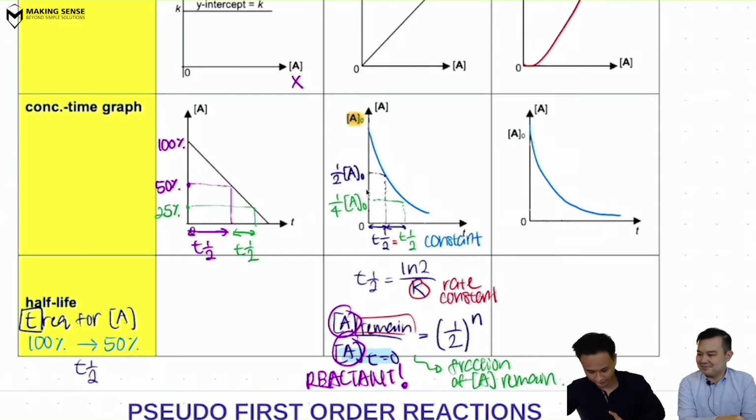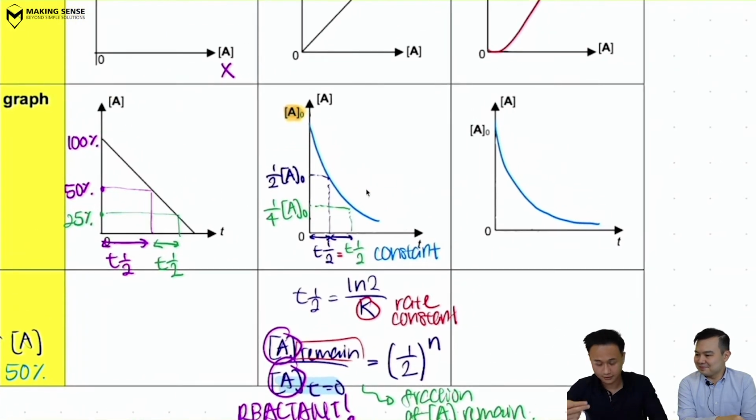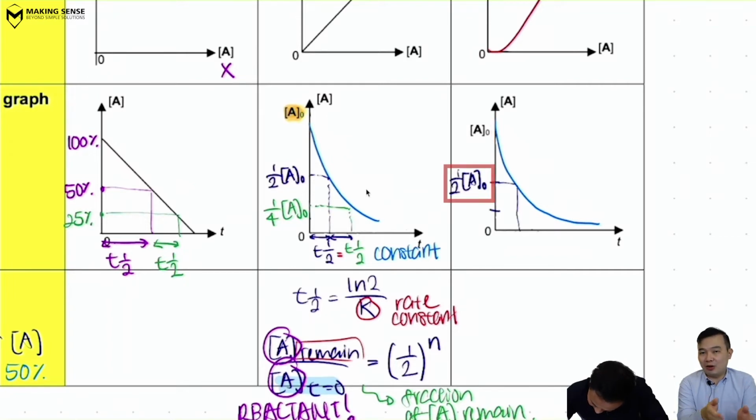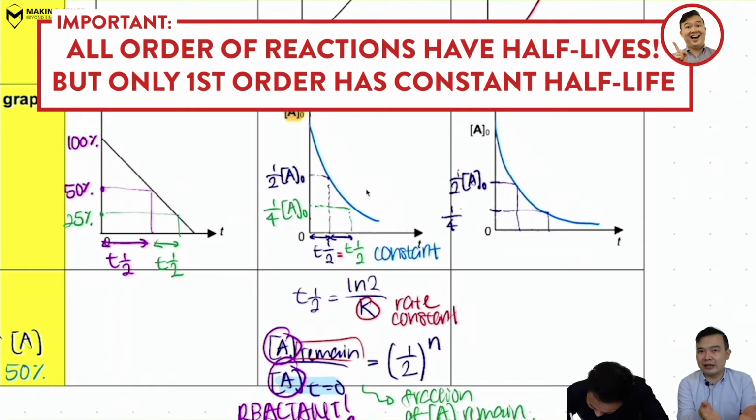What about the second one? We can do the same thing, right? So again, start from the initial amount to half the initial amount. So in this case, it's A. I'm going to go half A. So I think the whole idea over here is we're trying to emphasize that only first order half-lives are constant. Other than that, the rest of them are different, right? They are not going to be the same. It's just not constant. Okay?